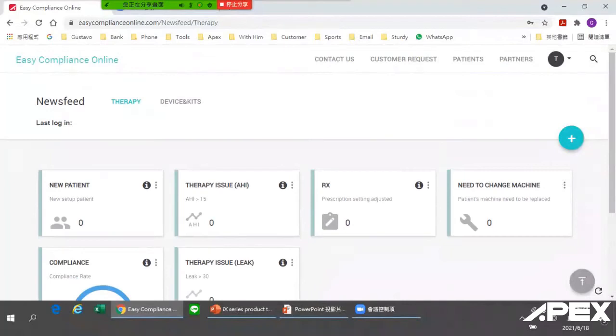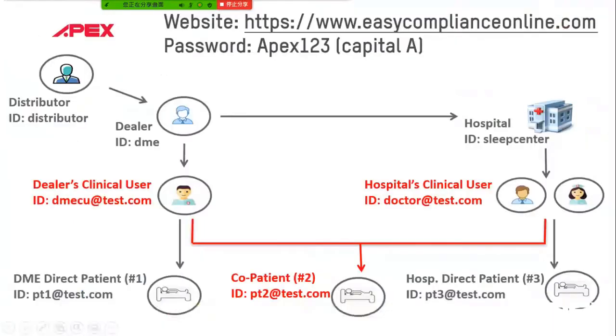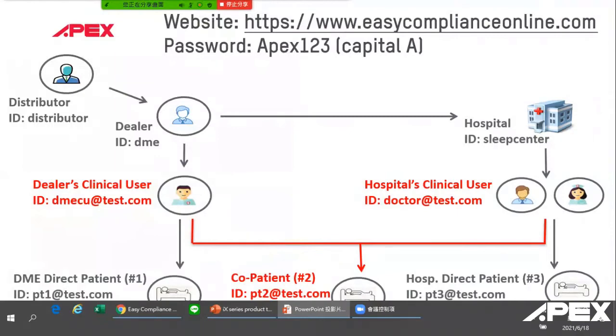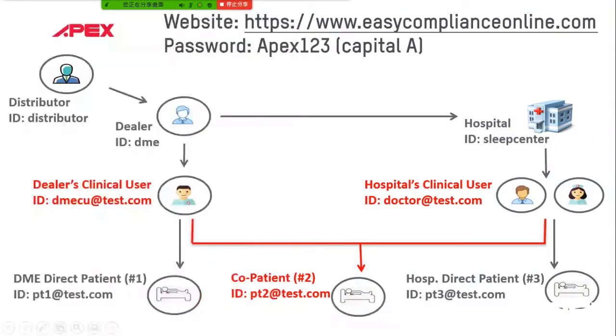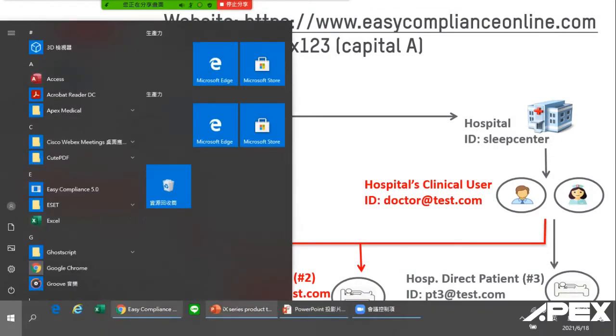Okay, so let me now create a co-patient under this account. It's the same thing, because you can create an account for a patient from here. So let's create this co-patient from this account. Basically, the procedure is exactly the same. So now I log in using the clinical user of the dealer, and let us create a co-patient called patient pt2@test.com.